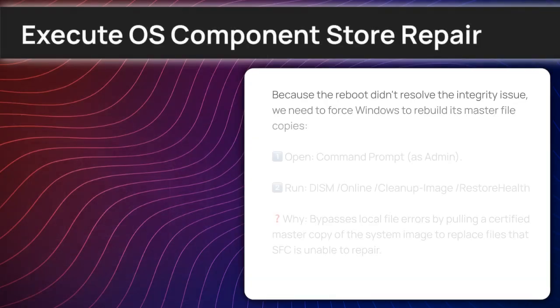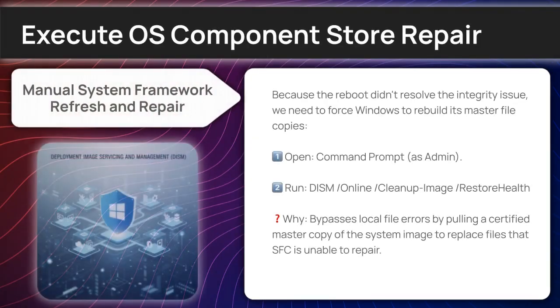If that didn't clear the error, follow these instructions to modify your system paths. If you need to pause the video to type these out, please do so. Because the reboot didn't resolve the integrity issue, we need to force Windows to rebuild its master file copies. First, open command prompt as admin. Second, you're going to type DISM /Online /Cleanup-Image /RestoreHealth, then hit enter.